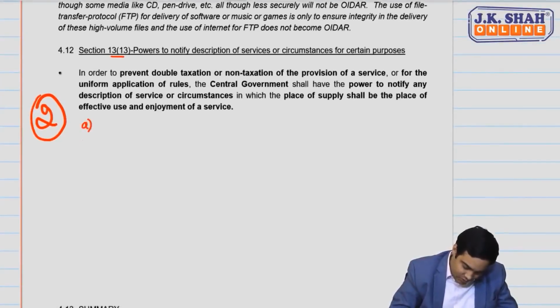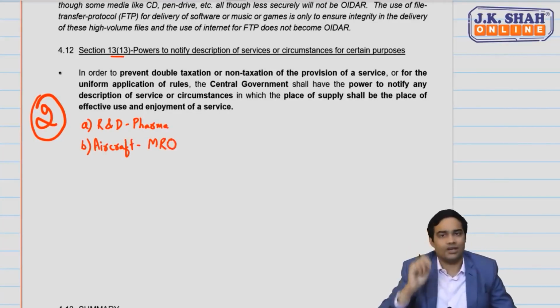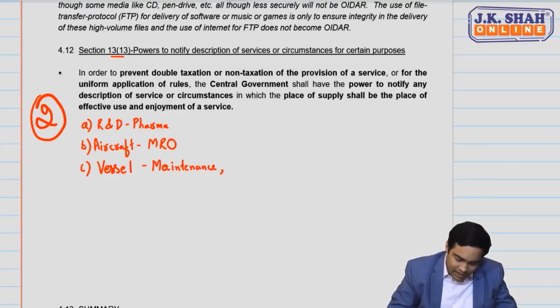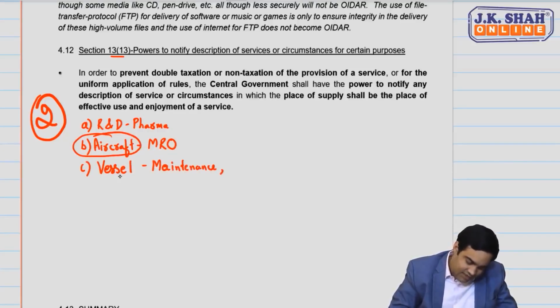So first one was already there, that is research and development pharma, and already aircraft and their engines, maintenance, repair, overhaul. These 2 points will already be there with you. The third point which is added is vessel and their engines, maintenance, repair, overhaul. So what is the amendment? Along with aircraft, you can just give a comma and write vessel. That's the amendment. And what will be the place of supply, sir?